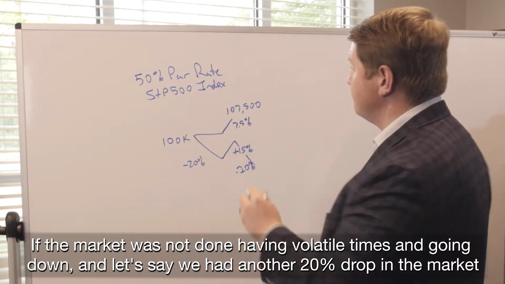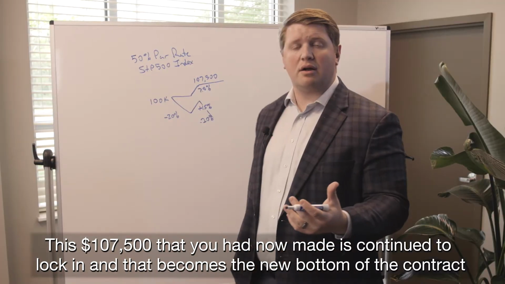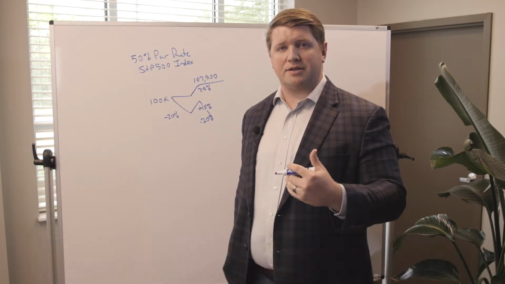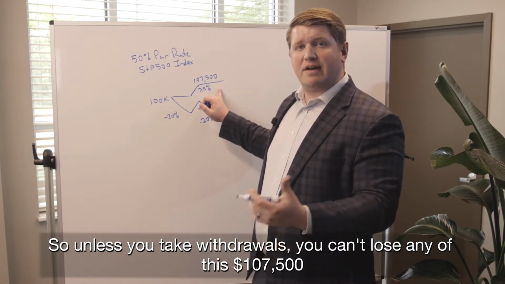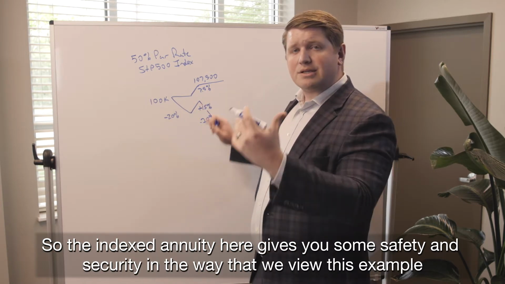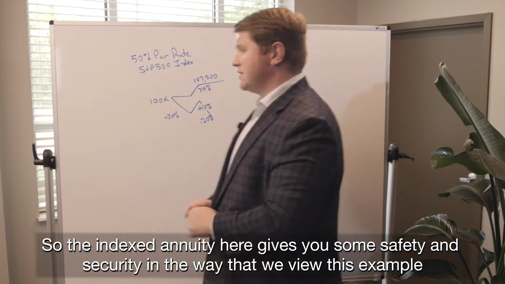If the market was not done having volatile times and going down, and let's say we had another 20% drop in the market, this $107,500 that you had now made is locked in, and that becomes the new bottom of the contract. So unless you take withdrawals, you can't lose any of this $107,500. So the index annuity here gives you some safety and security in the way that we view this example.